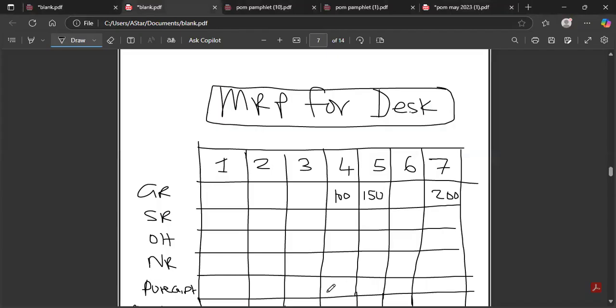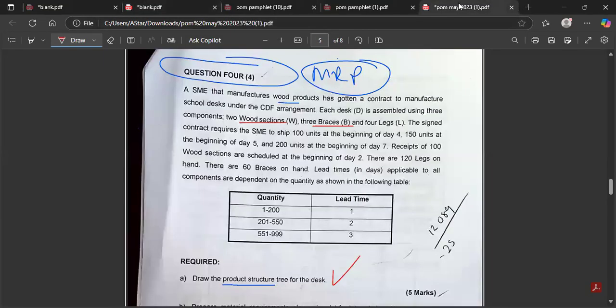So what is going to happen now is that, okay, here you can have 0 in these other ones. They are 0, 0. All right. So there are no scheduled receipts, so put scheduled receipts as 0 for the desks. Let's check the information to do with on hand for the desks. Let's go back. Okay, we check for the information for on hand for the desks.